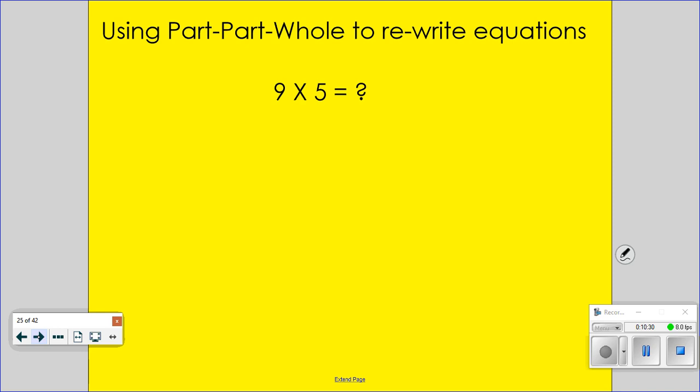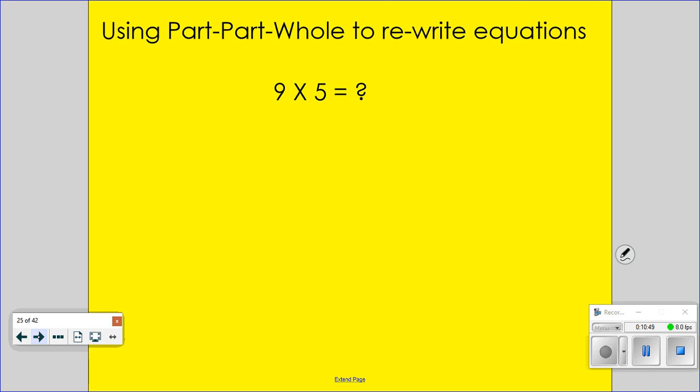What about this one? Go ahead and write it and see if you can come up with another equation. It says 9 times 5 equals question mark. Yes? Let's finish this first.